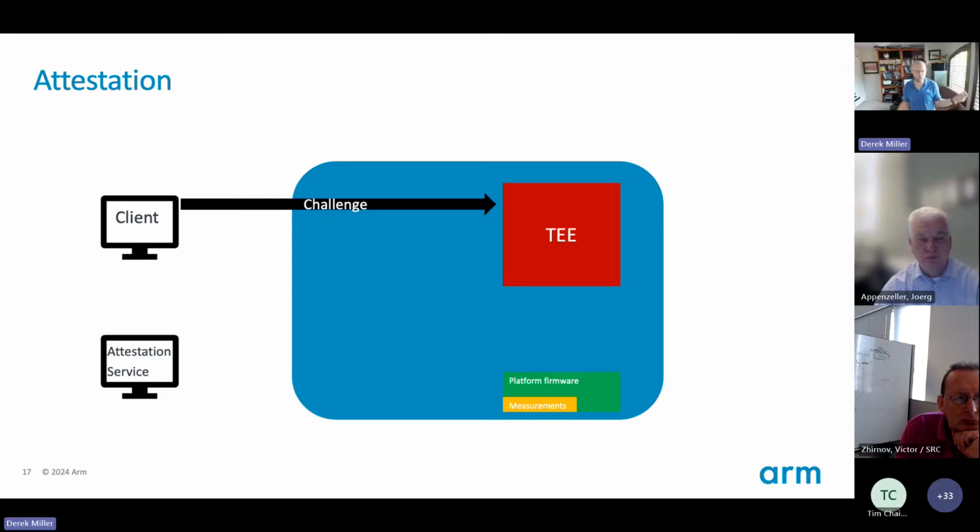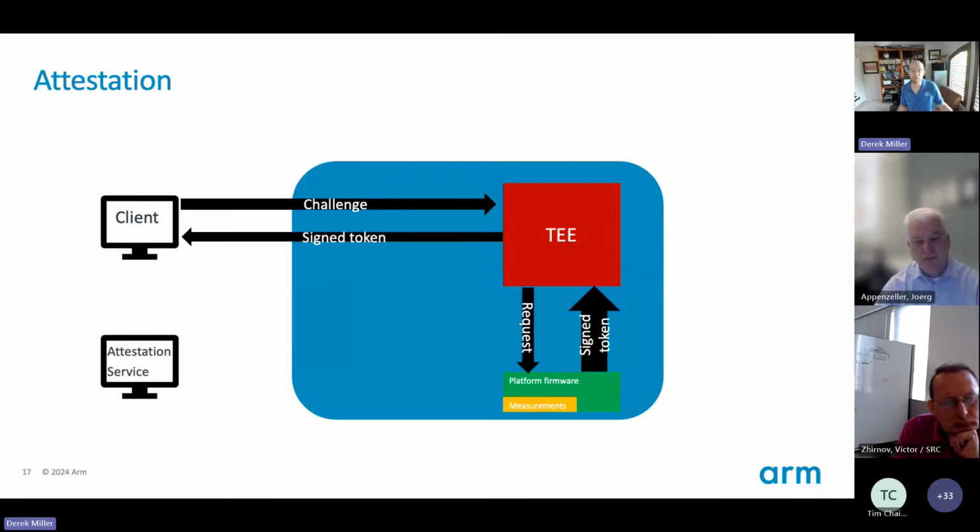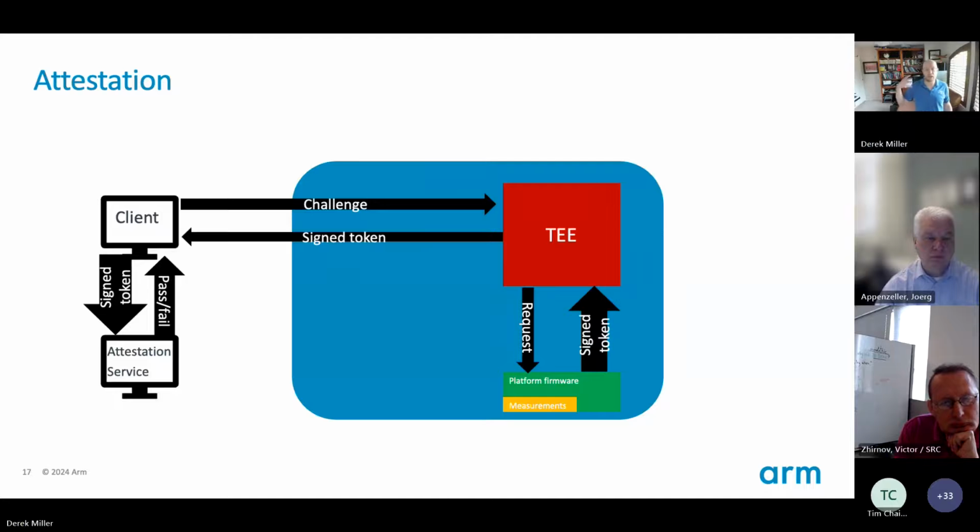The client issues a challenge, which is typically a random number, to the trusted execution environment. That trusted execution environment then sends a request to the platform firmware, which is part of its trusted computing base, and that then reports back a signed token, which gets sent back to the client. Now, this next part is not entirely necessary all the time, depending on how you do it. The client then sends the signed token to an attestation service, which then comes back with a pass-fail.